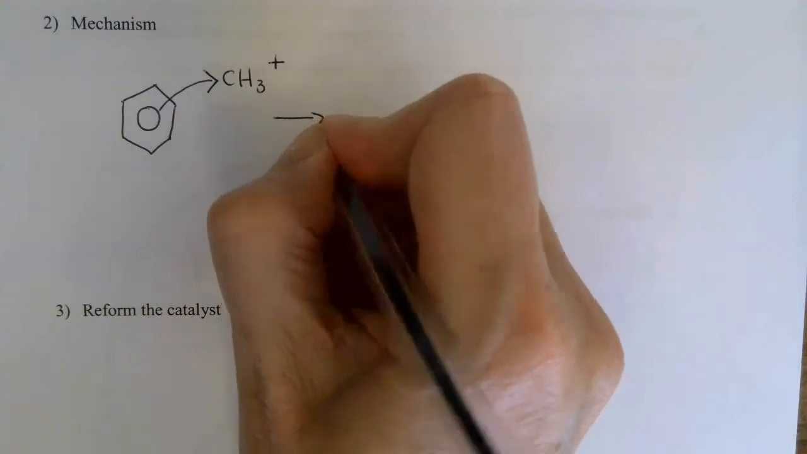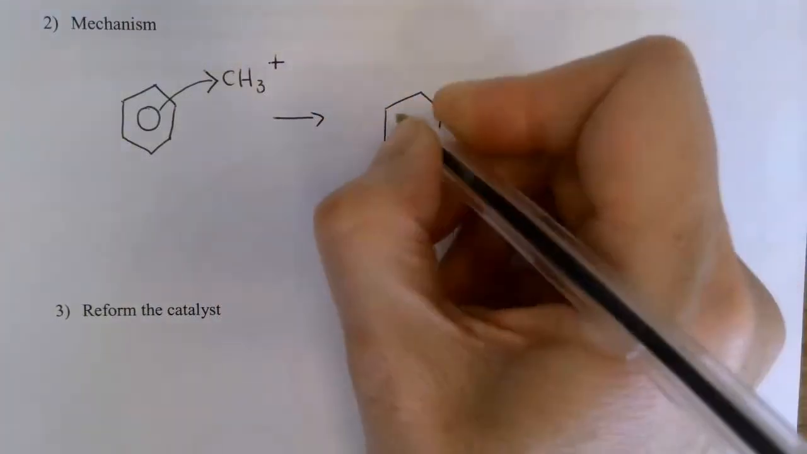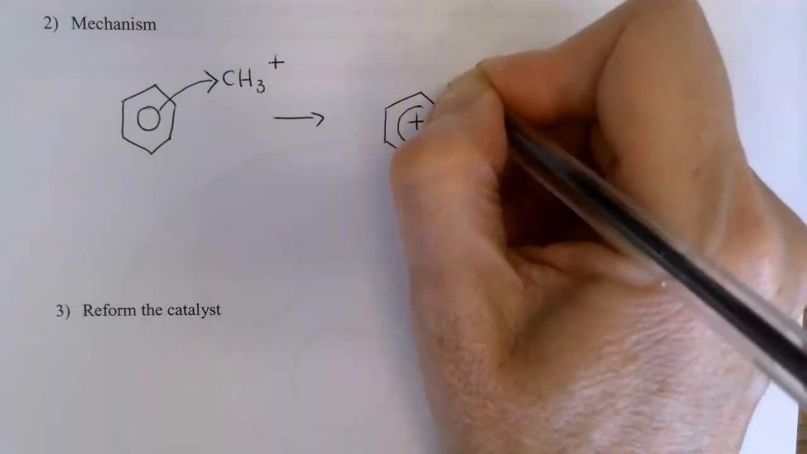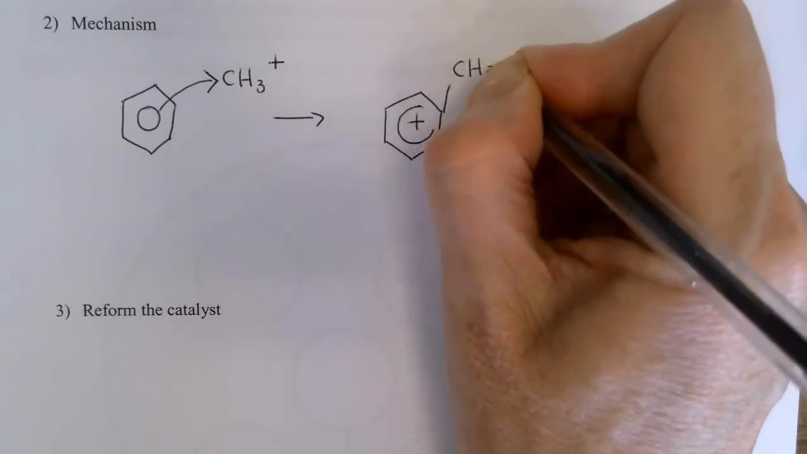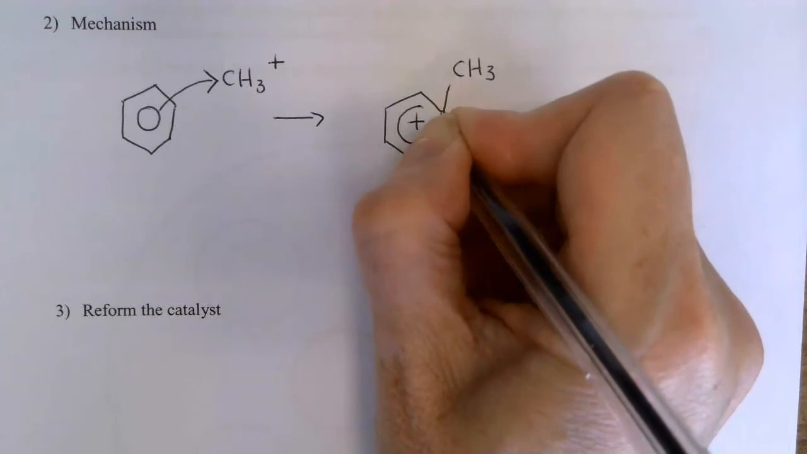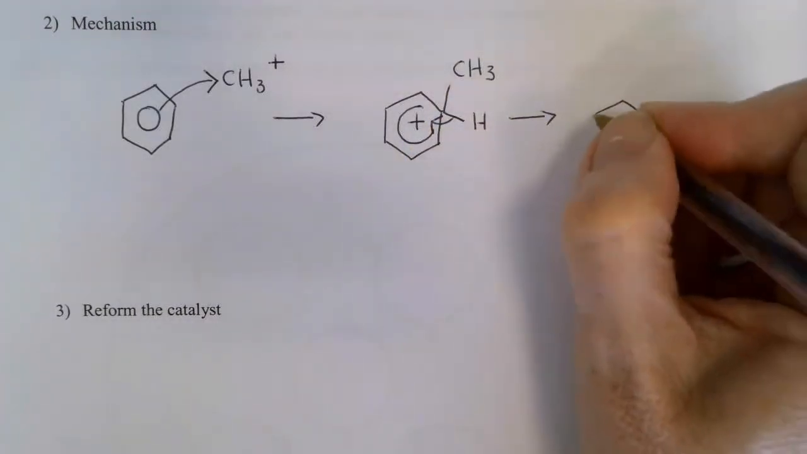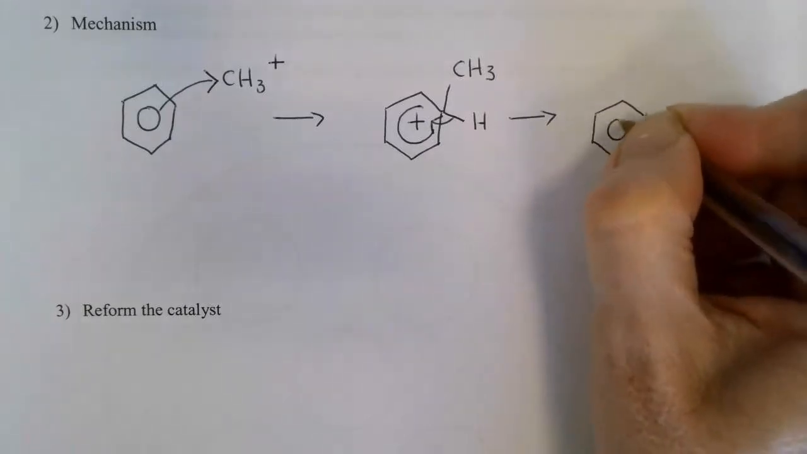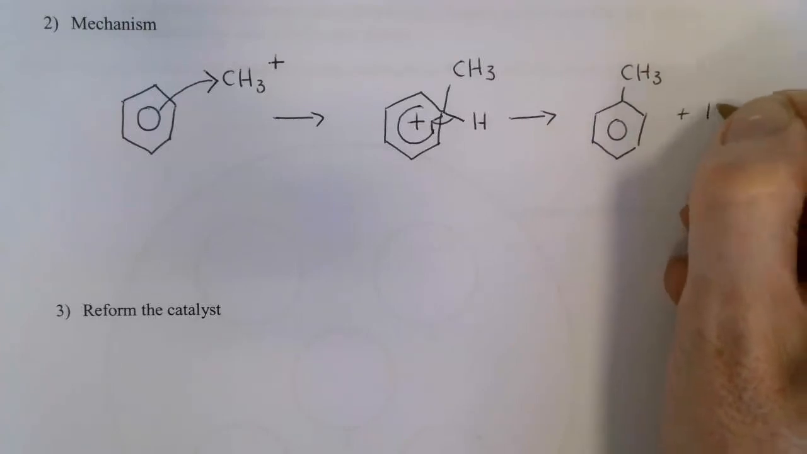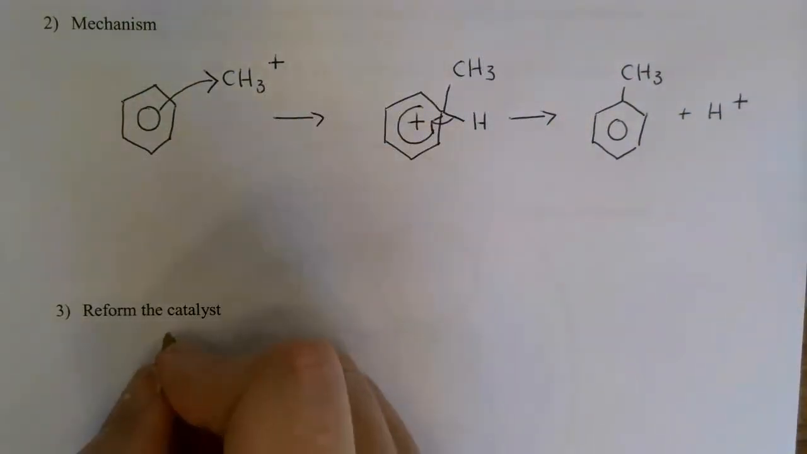And again, we get my intermediate. And again, it's got a positive charge. And I've got that CH3 group joined on now. And I've got that additional hydrogen. Electrons go back into the ring. And I get my methyl benzene, in this case, as my product. And my H positive.